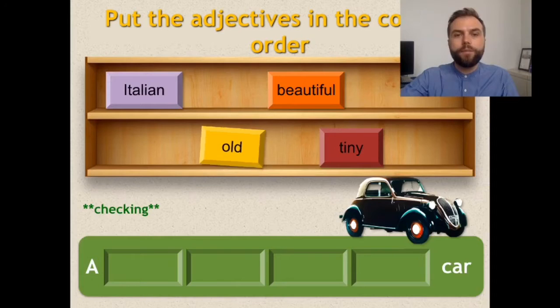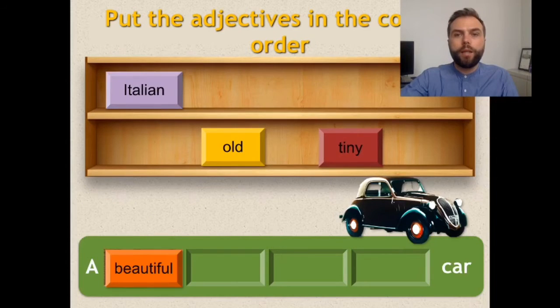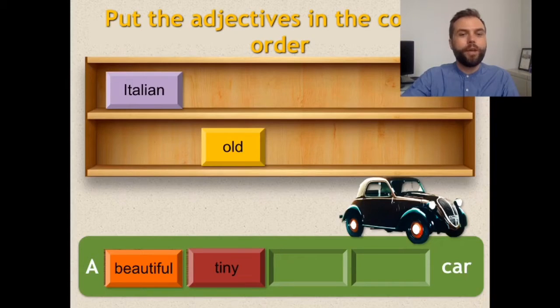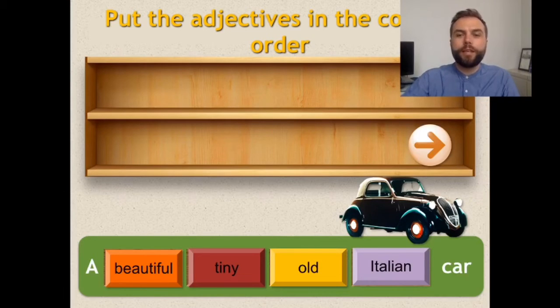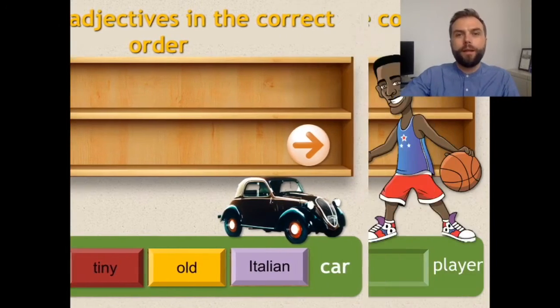We have Italian, old, tiny, and the first one is beautiful. A beautiful, what's next? A beautiful, is it Italian? Old? No, tiny. A beautiful, tiny, what's next? Italian? No? Old. So the last one is Italian car. Have a look at this. A beautiful, tiny, old Italian car. That's the correct answer. Let's go to the next one.